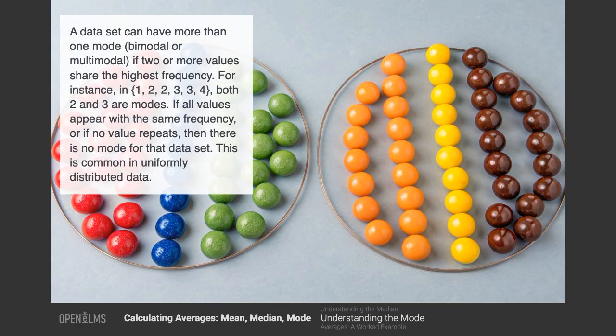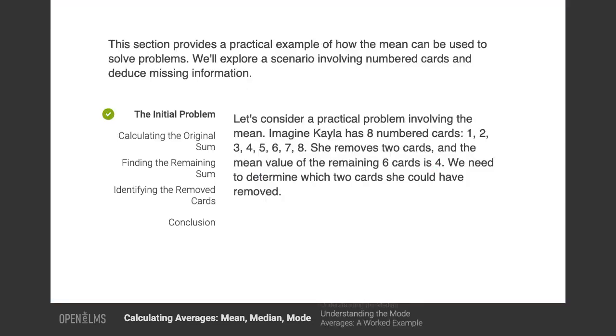A dataset can have more than one mode, bimodal or multimodal, if two or more values share the highest frequency. For instance, in 1, 2, 2, 3, 3, 4, both 2 and 3 are modes. If all values appear with the same frequency, or if no value repeats, then there is no mode for that dataset. This is common in uniformly distributed data.